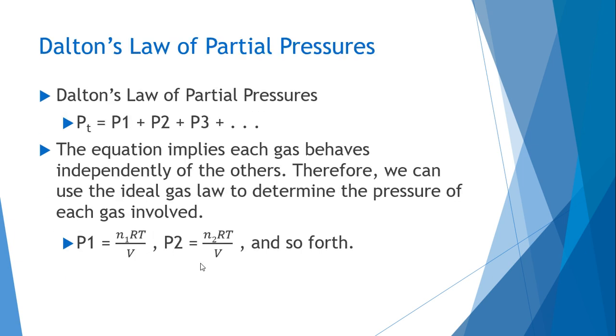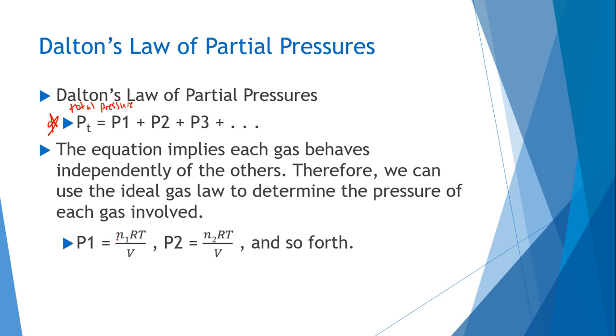So, Dalton made a law called Dalton's Law of Partial Pressures, which stated that PT, which stands for total pressure, is equal to the pressure of gas 1 plus the pressure of gas 2 plus the pressure of gas 3, and so on for as many gases that you have. Now, the equation implies that each gas behaves independently of each other. Therefore, we can actually take the ideal gas law that we've learned and just reuse it.